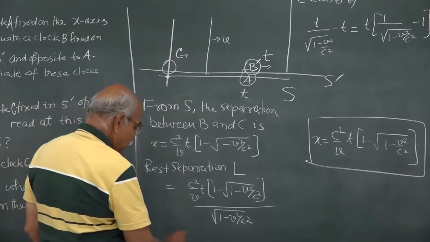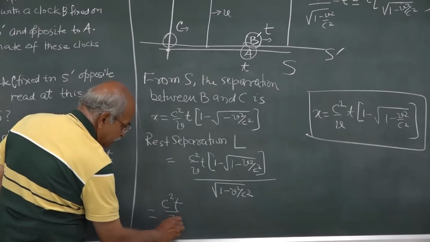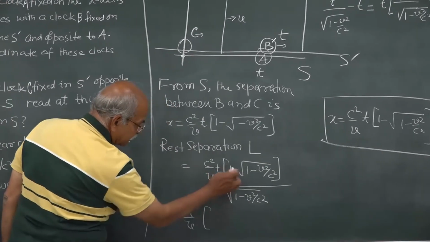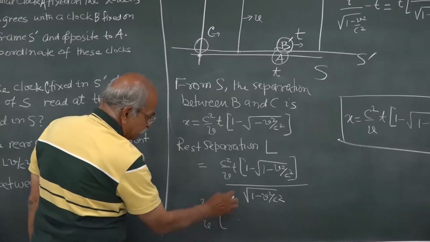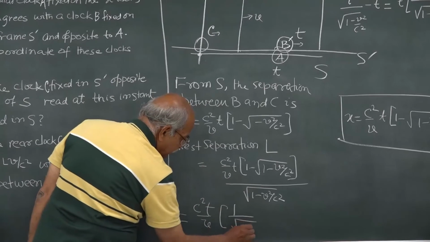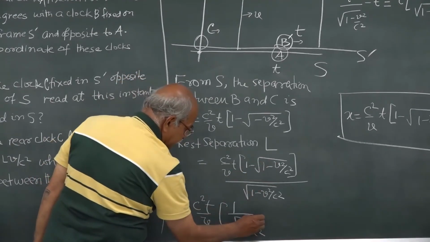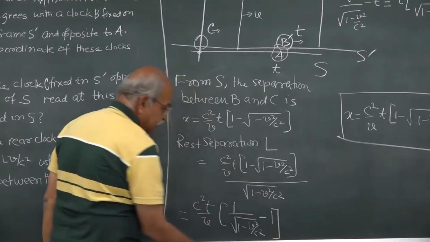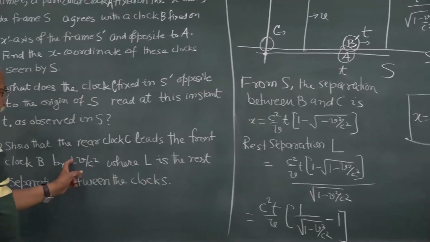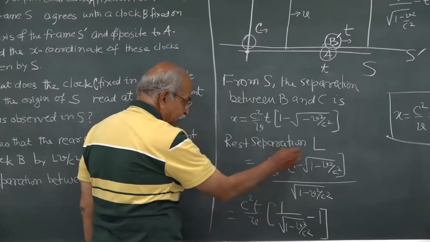Okay. So, this is equal to c square t by v, and then 1 minus this is 1 divided by this. So, 1 divided by square root of 1 minus v square by c square, and then minus 1. So, it is minus 1. This is L. So, what is L v by c square? L times v divided by c square. This is your rest separation L.